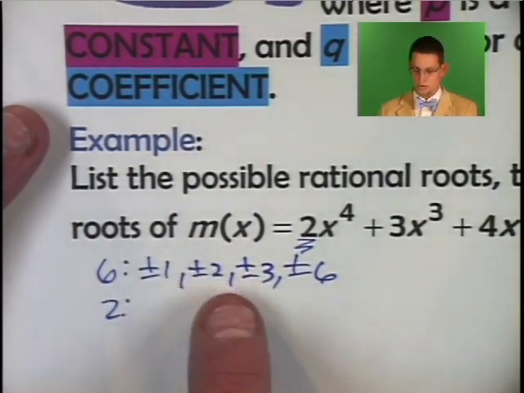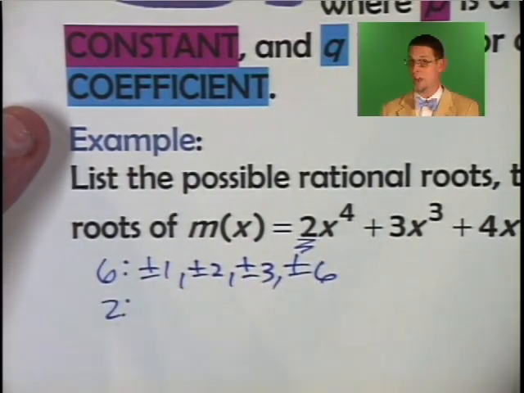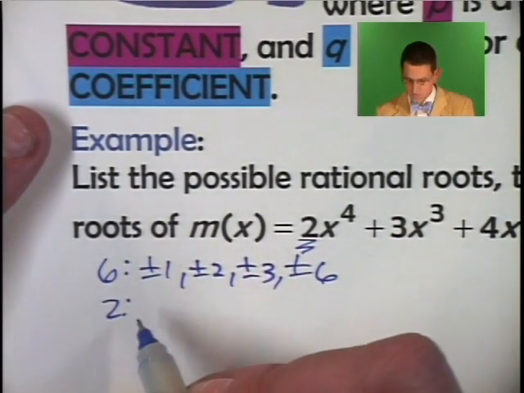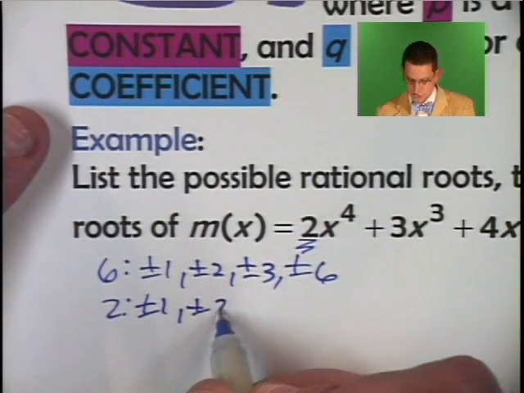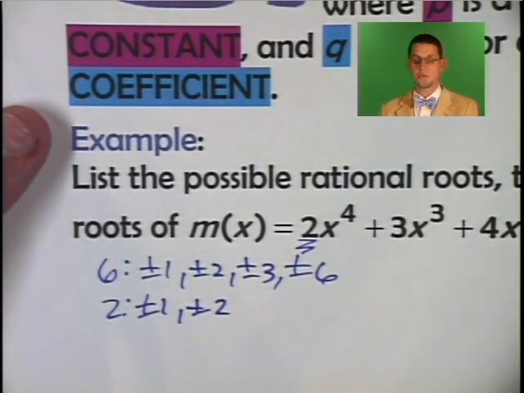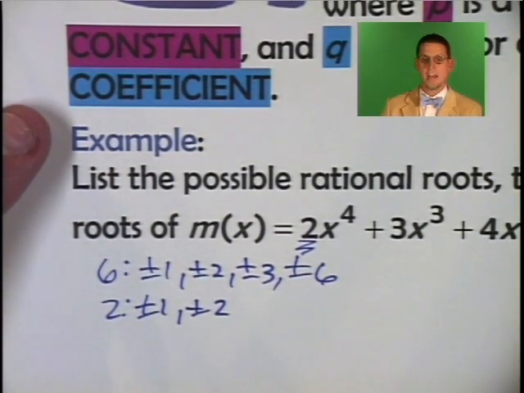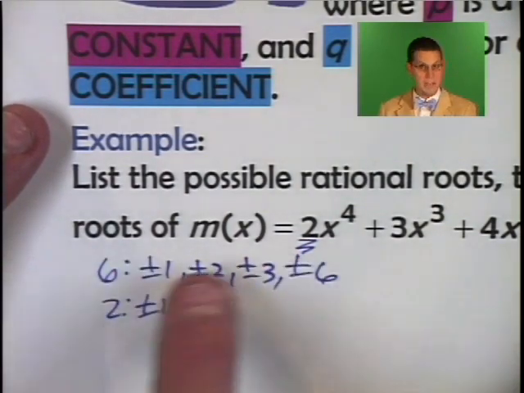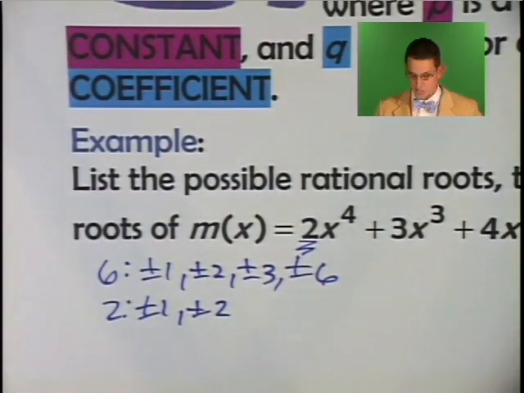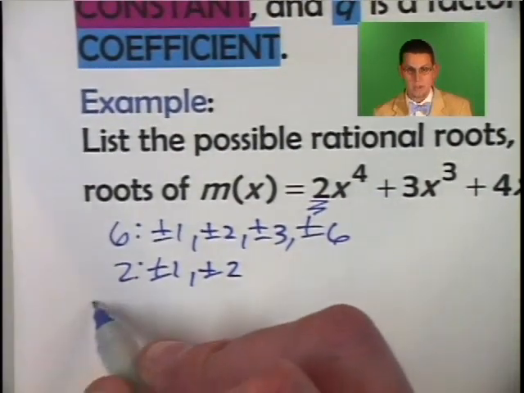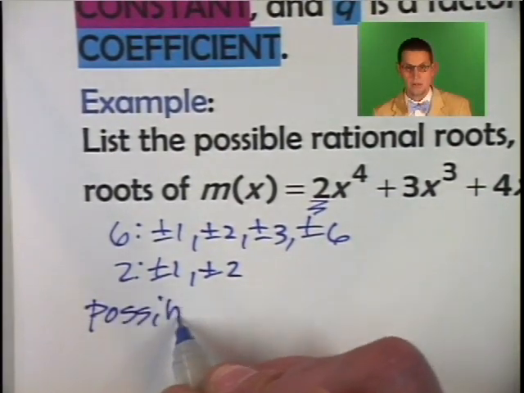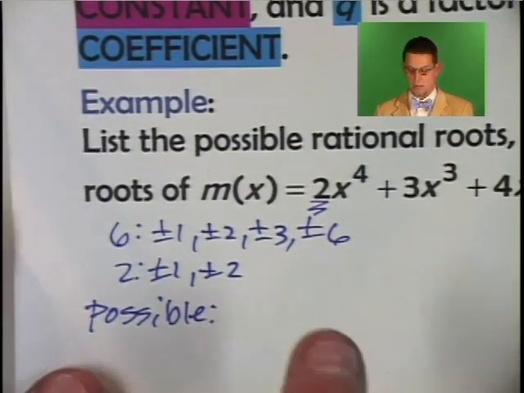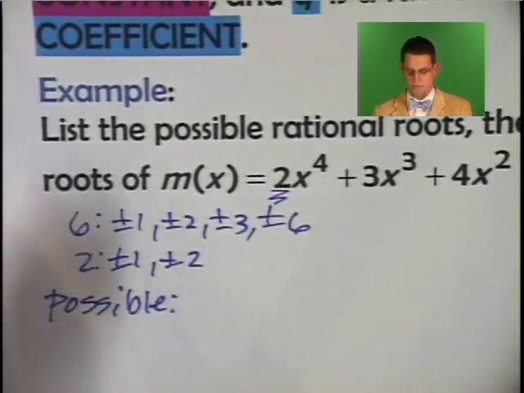So really that's 1, 2, 3, 4 positives and 4 negatives. That's really 8 factors. The factors of 2: plus or minus 1, plus or minus 2. That's 2 positives and 2 negatives for a total of 4. And if we write it as constant over leading coefficient, now we have our numbers stacked like we need to. Now we need to find the possibilities, and to do that, we're just going to list all the combinations of the top divided by the bottom. So let's do it.